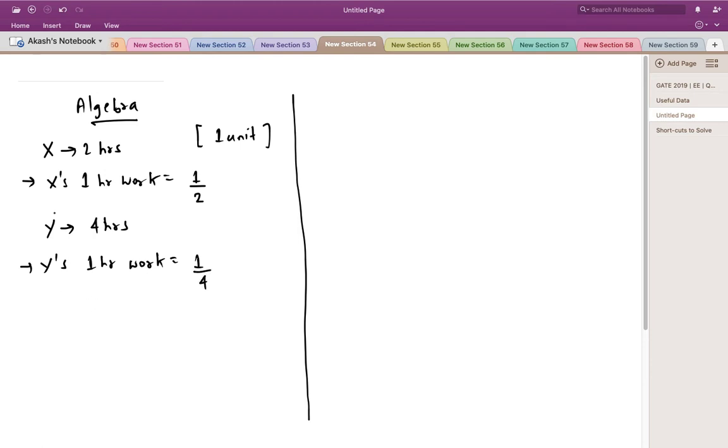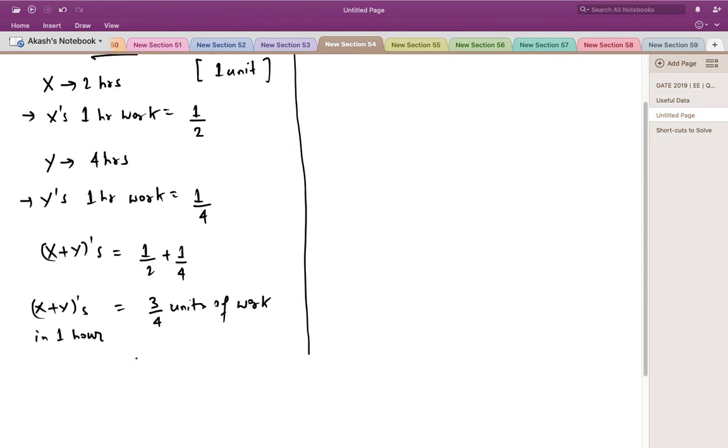Now, if they both work together, then X and Y's 1 hour work would be given by 1 upon 2 plus 1 upon 4, that is 3 upon 4. So, in 1 hour, X and Y can do 3 upon 4 units of work. Therefore, the total time taken by X and Y to complete 1 unit of work would be the total work that needs to be done, which is 1 unit, divided by the total work done in 1 hour, which is 3 upon 4 units. And this gives me 4 upon 3 hours.